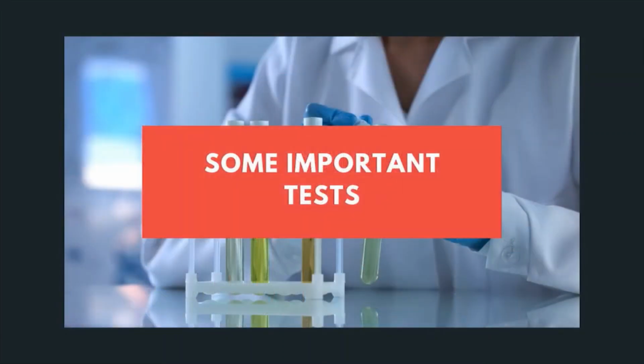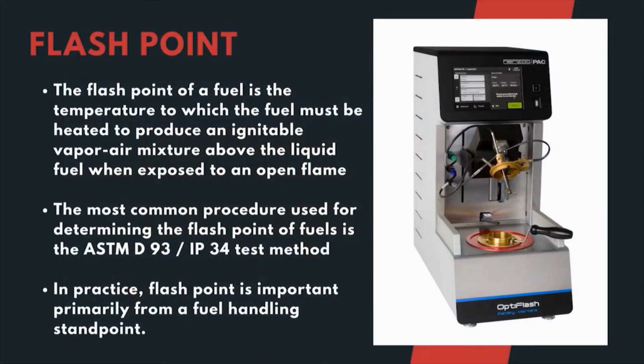What are all the different kinds of tests that are being performed in a quality control lab inside a refinery? The very first one is flash point. The flash point of a fuel is the temperature to which the fuel must be heated to produce an ignitable vapor-air mixture above the liquid fuel when exposed to an open flame. Primarily, this is the temperature at which the vapor and air mixture is going to create a flame.